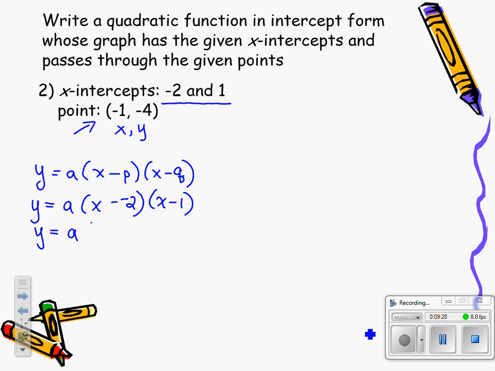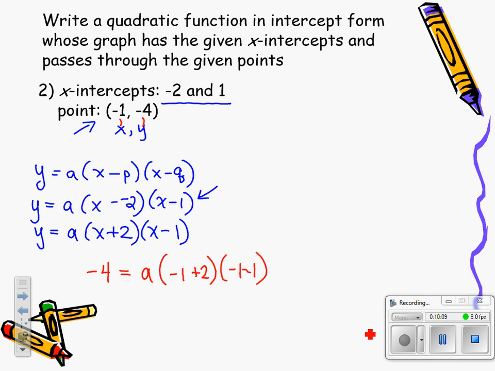Now, if you can do that in your head and you know that it's the opposite without writing negative, you can skip this step. I just do that to verify, to make sure that you're all thinking about it being the opposite. Now I plug in my random point, my x and my y. My x is -1, my y is -4. -4 equals a. Plug in your -1 plus 2, -1 minus 1.